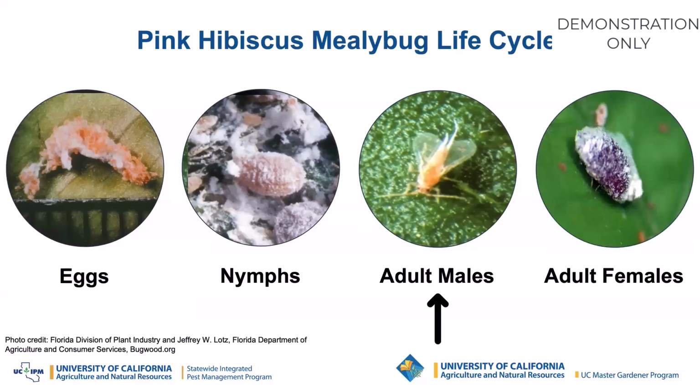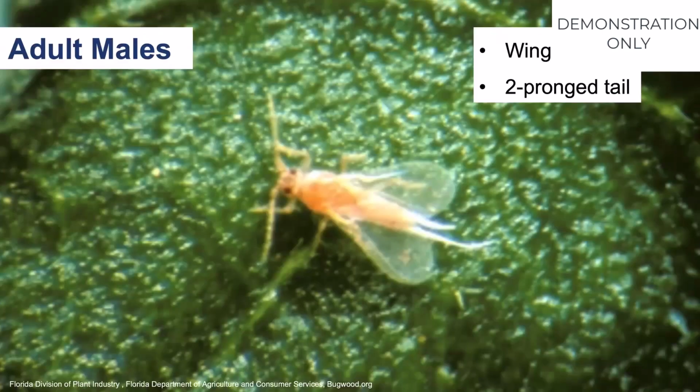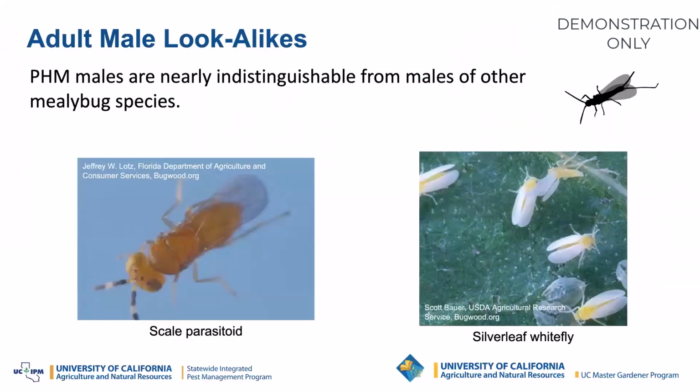Let's move on to the adult life stages, starting with adult males. Adult males look very different from the other life stages. They have wings and a long two-pronged tail. Because adult males are tiny and spend most of their time flying around looking for females to mate with, you're not likely to see them.